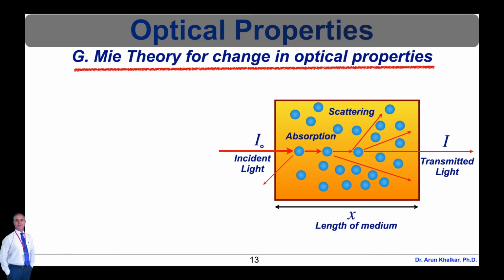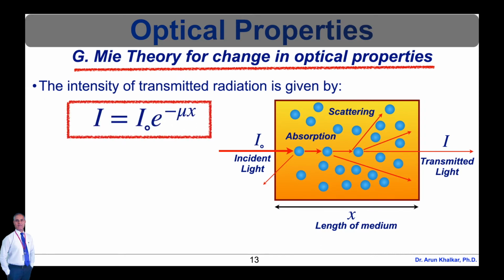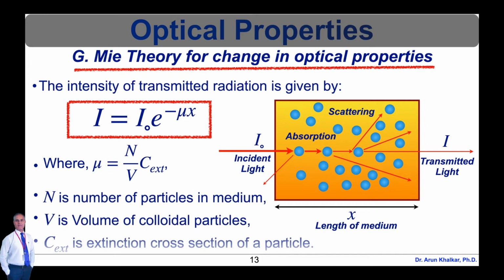If the incident light has wavelength lambda, intensity I naught, and the length of the medium is x, as shown in this diagram, then the intensity of transmitted radiation is given by the equation I equals I naught exponential of minus mu x, where mu is equal to N upon V into C ext, where N is the number of particles in the medium, V is the volume of colloidal particles, and C ext is the extinction cross-section of a particle.